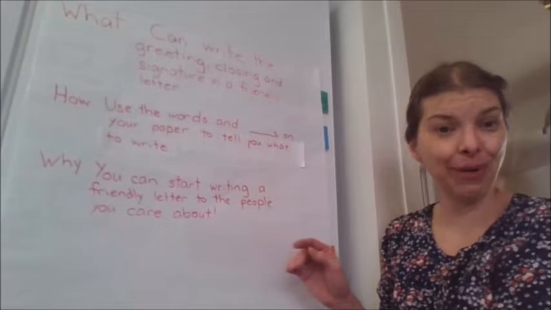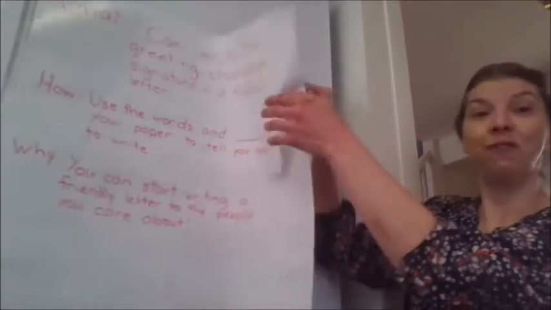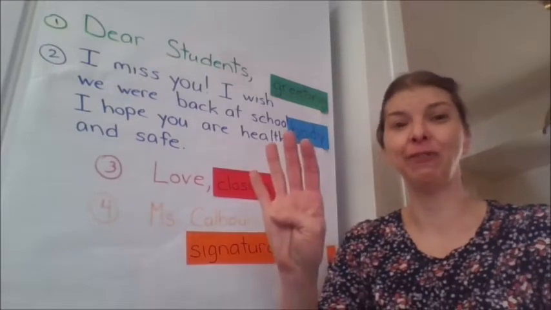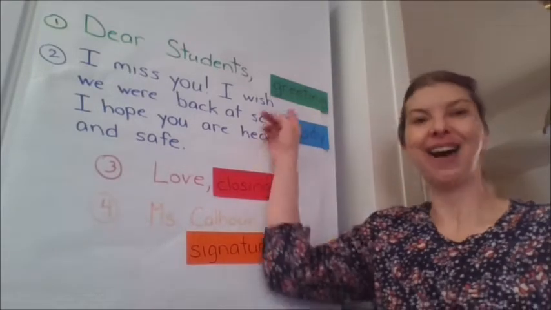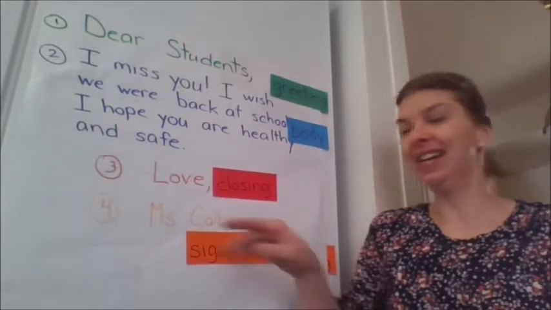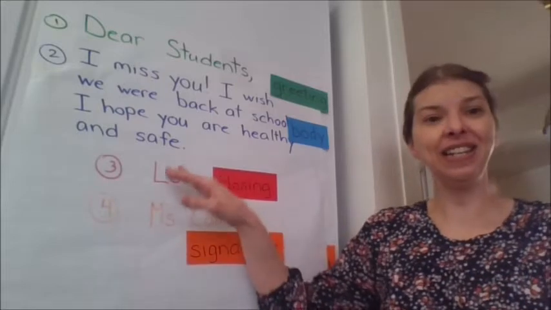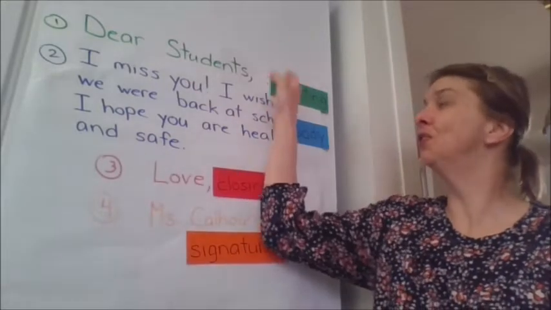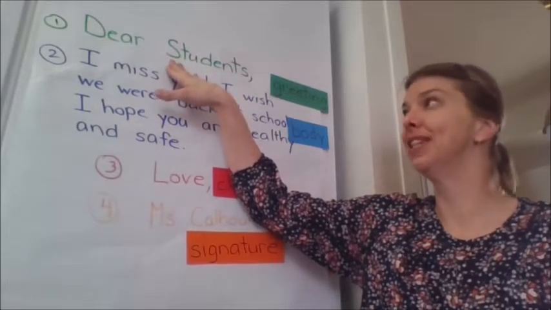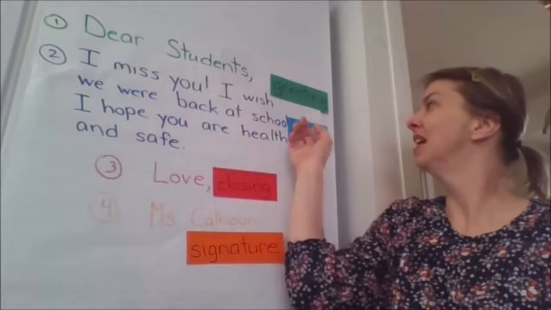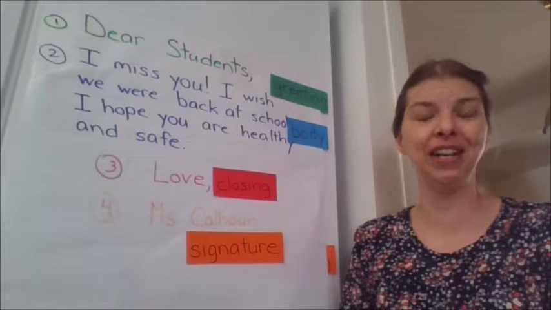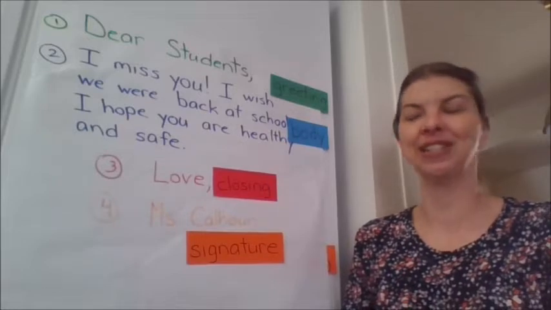So let's go back to what we learned last week about the four parts of a friendly letter. The four parts of a friendly letter, if you remember, are greeting, body, closing, signature. And in our letter last week, the greeting says, "Dear students." That tells the person who you're writing to. Next, on line 2 comes the body. That's where we write our message, putting our thoughts down into words.